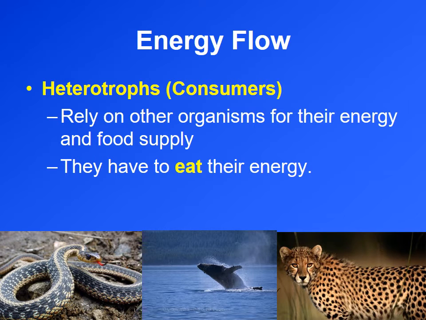Heterotroph is also called a consumer. Heterotrophs, or you could say consumers, do not make their own energy. In order for them to get energy, they must eat an autotroph, or they must eat something that ate an autotroph. They rely on other organisms for energy and food. Whether you're a snake or a cheetah or a whale, you do not make your own food. You have to rely on eating something. That's why they call them consumers. We consume.